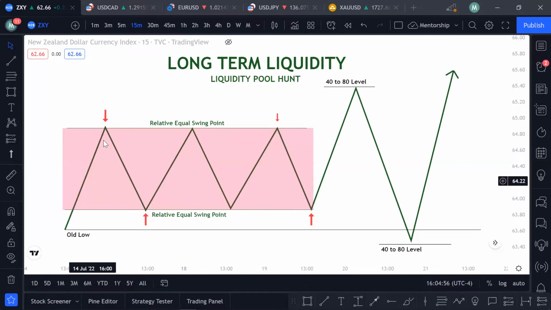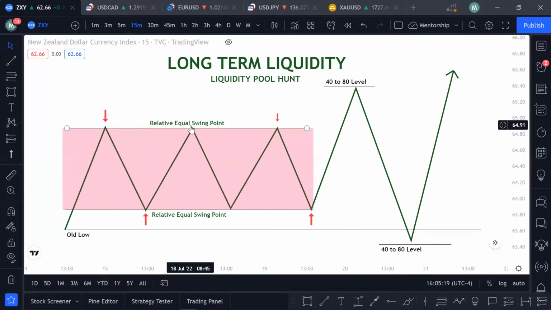We have a move up, we create an old low, we are not taking this low. We are consolidating, creating relative equal highs and lows. We are accumulating orders. This is not an Asian dealing range high and low, because just like I said, it's a long-term investment. In here, we are consolidating.